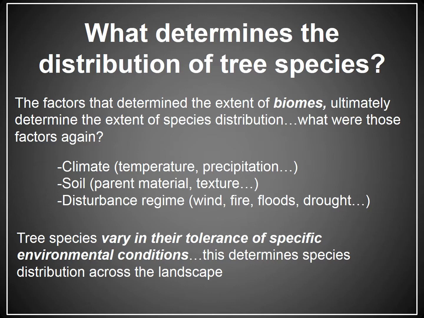The first step is developing an understanding of the factors that determine tree species distribution. All of these should look familiar, as they were covered in the biome lecture as well. Different trees have different competitive strategies, and they respond differently to natural disturbances within the ecosystem. Species vary across the landscape based on the influence of climate, soil, and disturbance regime. Physiologically, trees are adapted to different environmental situations.